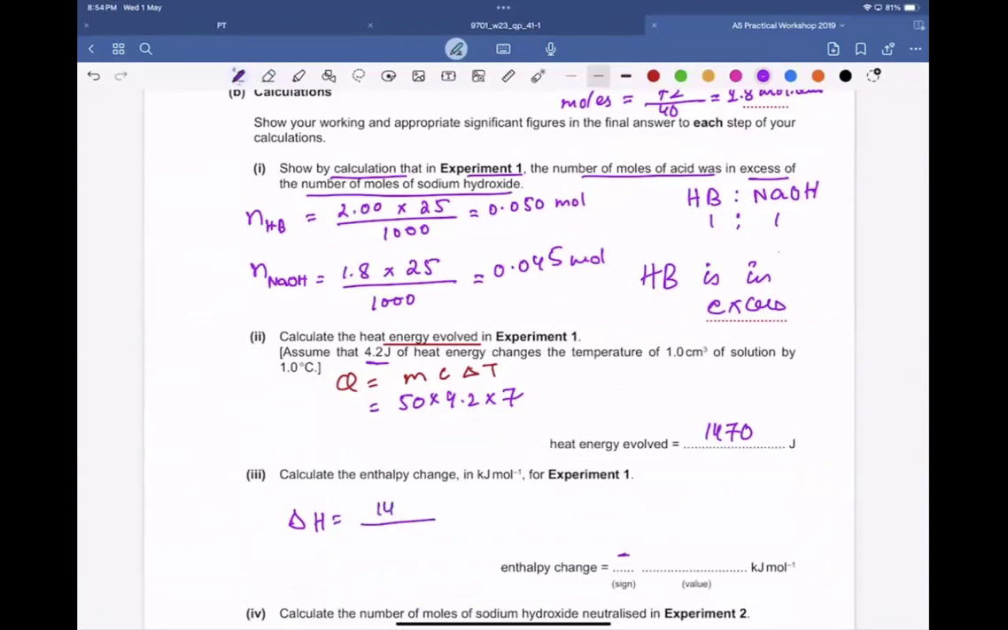Its value is 1470. The number of moles we are going to use is this one, because HB is in excess, so NaOH is the limiting reactant. So we are going to use its moles. So 0.045, into 1000 to convert the joules into kilojoules, as it's in joules. So can anyone calculate it and tell me the answer? So it's minus 32.66. Is this clear?